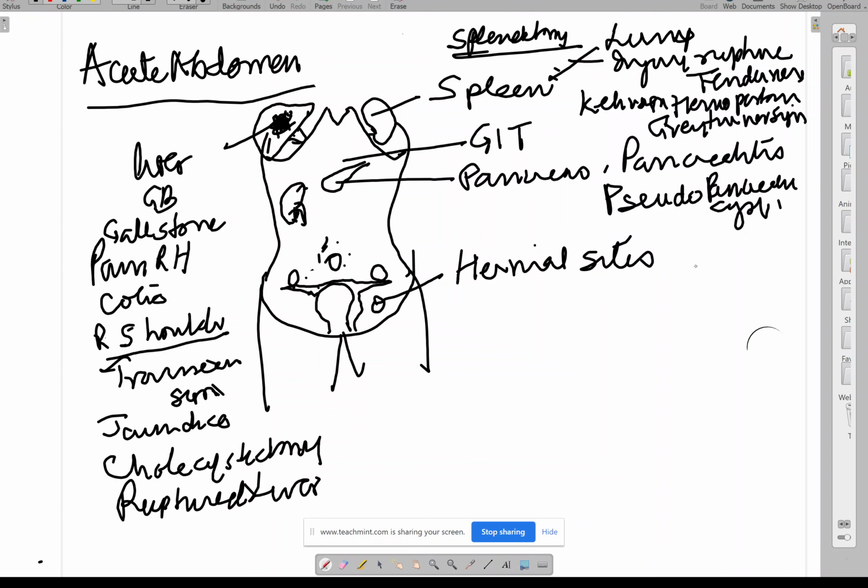The pancreatitis usually occurs because the bile duct, and this is the pancreatic duct, and this is opening in the duodenum. This is called as ampulla of Vater. So if there is a stone in the ampulla of Vater, the bile will go into the pancreas. The enzymes of the pancreas, the trypsin, amylase, all these will become active and they will start digesting the pancreas.